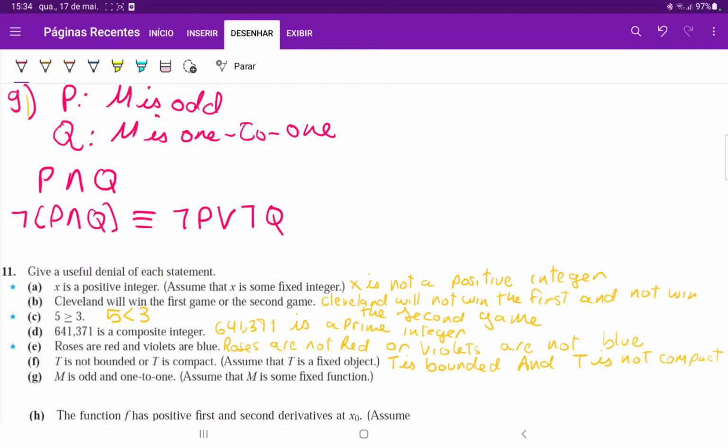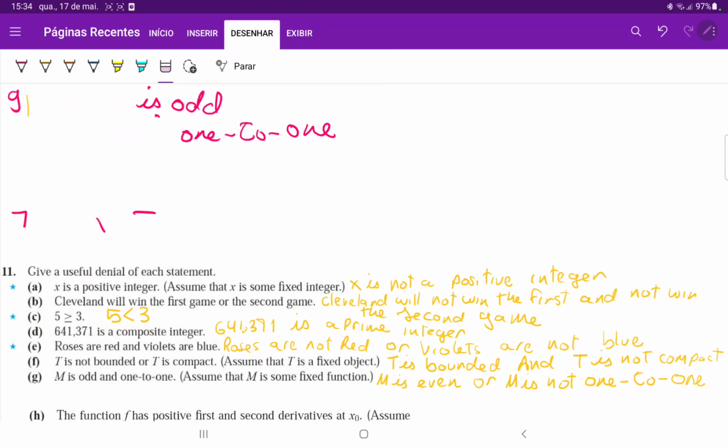So when we write this in words, we're saying not P is M is not odd. So if it is not odd, it is even, right? You could either say not odd or even. I'll just say that it's even because it's easier to write. So we're going to say M is even, or not Q, or M is not 1-to-1.